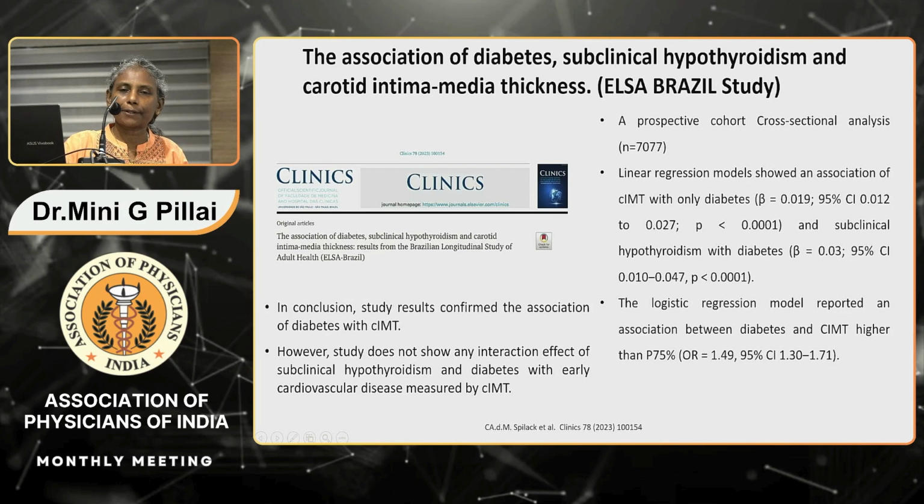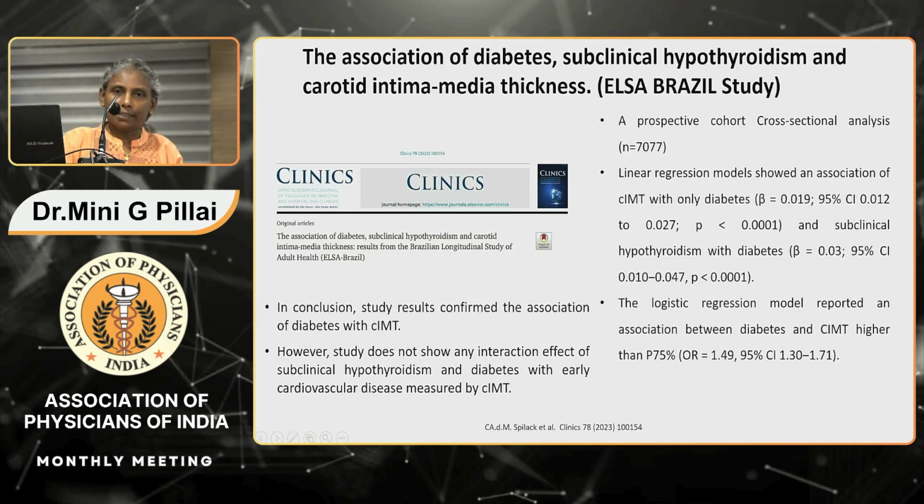What they did is a linear regression analysis with 2 factors, in which subclinical hypothyroidism was combined with diabetes or hypertension or dyslipidemia or obesity, all these risk factors for atherosclerosis. They combined subclinical hypothyroidism with each of these, and they found that when subclinical hypothyroidism was associated with diabetes, there is increased carotid intima media thickness.